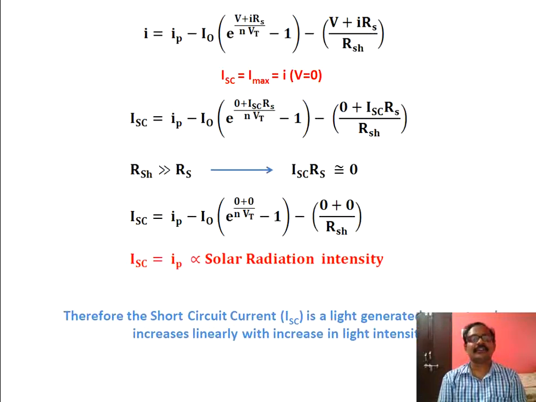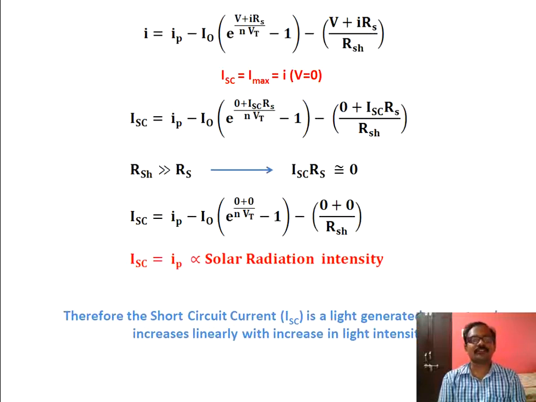That is, the photon current is directly proportional to solar radiation intensity. Therefore the short circuit current is a light generated current, that is the photon current. And the photon current depends upon the solar radiation intensity. As the solar radiation intensity increases, the photon current IP increases, and thereby the short circuit current also increases linearly.